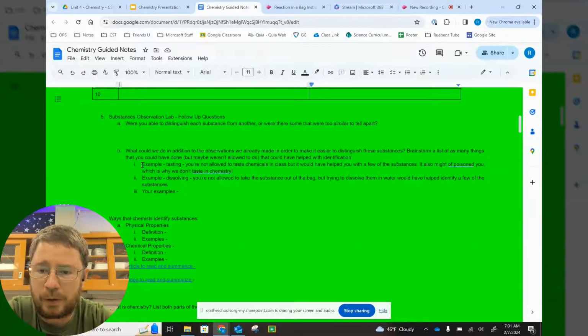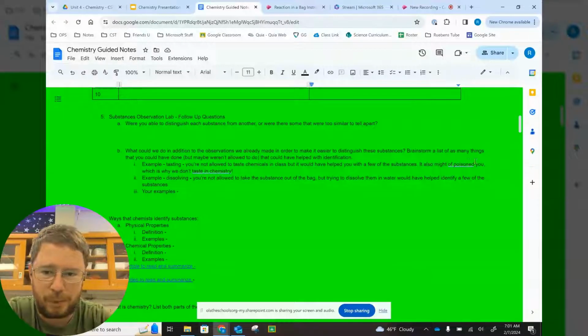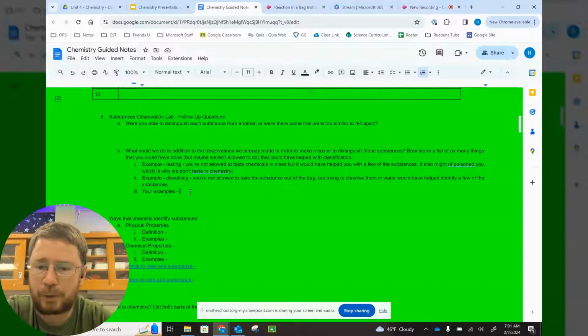So I put an example here in your notes. Tasting. You are not allowed to taste chemicals in class, but it would have helped you identify a few of the substances. The reason we don't allow tasting is it also might have poisoned you, which is why we don't taste things in chemistry. Another example, dissolving. You weren't allowed to take the substances out of the bag, but trying to dissolve them in water would have helped to identify a few of the substances because some of them can dissolve, some of them can't. So I'm going to come up with examples. What are some other ways that we might have tested these to figure out what they were? Make a list here.